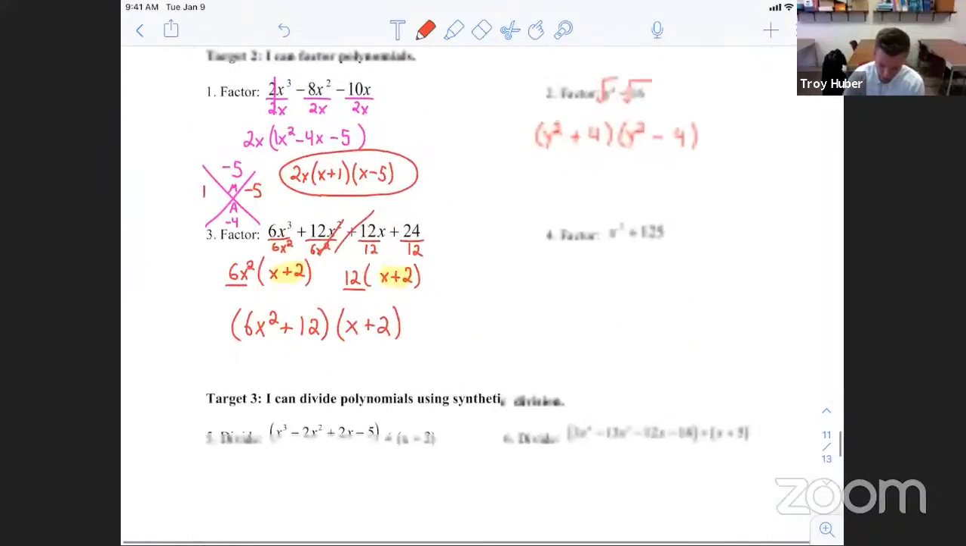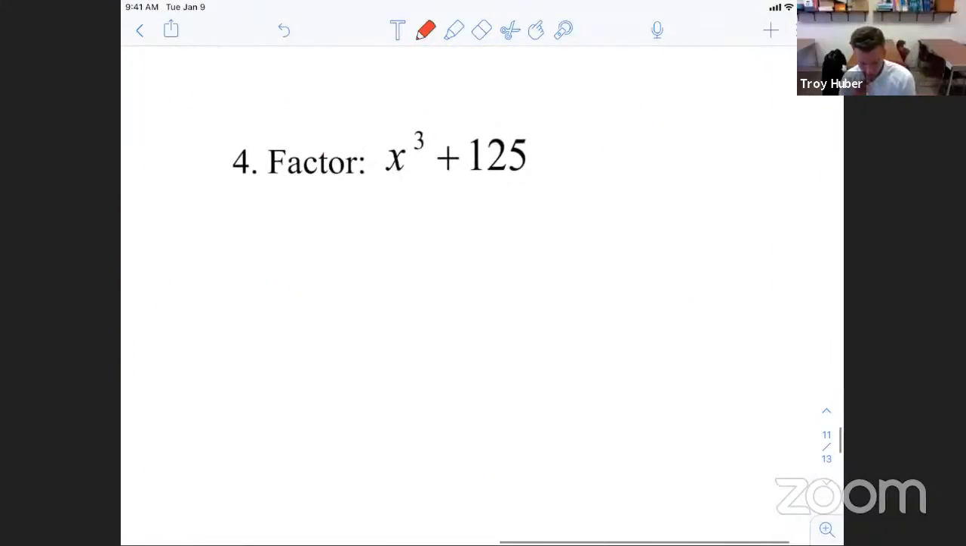All right, on to number 4. Number 4, we have x cubed plus 125. So notice it has two terms. So we're thinking, oh, it's probably a binomial, which would mean difference of squares. However, one problem with our difference of squares here, this is addition. Okay, so we actually do not have difference of squares here.